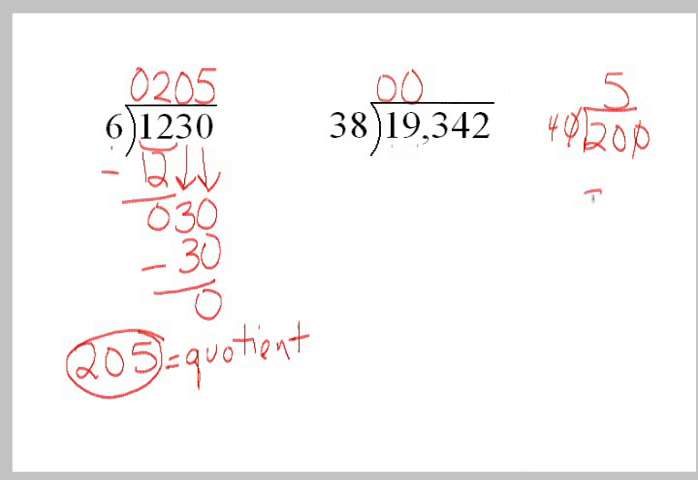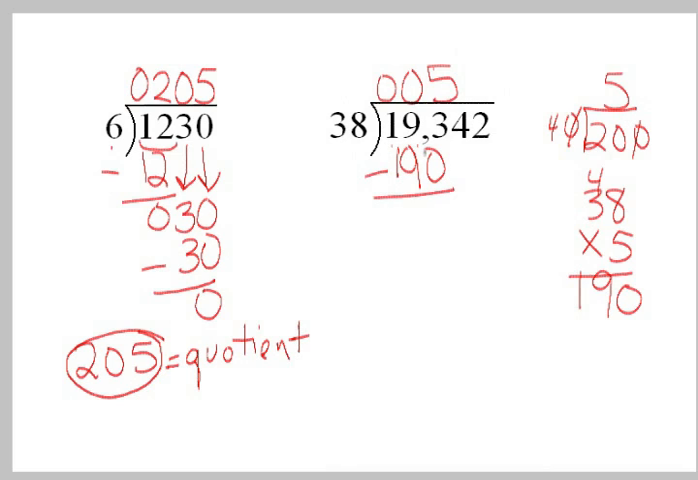We can try and see what is 38 times 5 and see if that's close to 193. So if we do that multiplication, we find that it is 190. Well, that works with our problem. So 5 is what goes up here. 5 times 38, we just figured out, is 190. Then we subtract, 193 minus 190 is 3. Then bring down our next digit, which is 4.